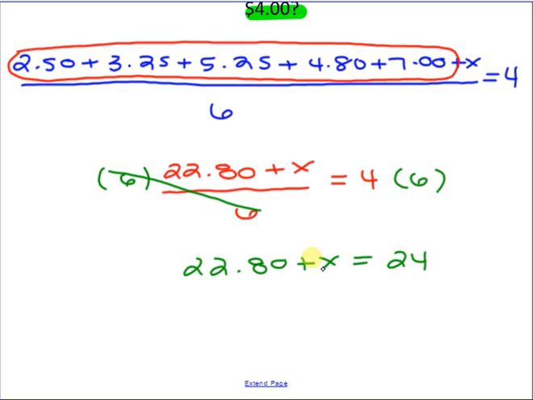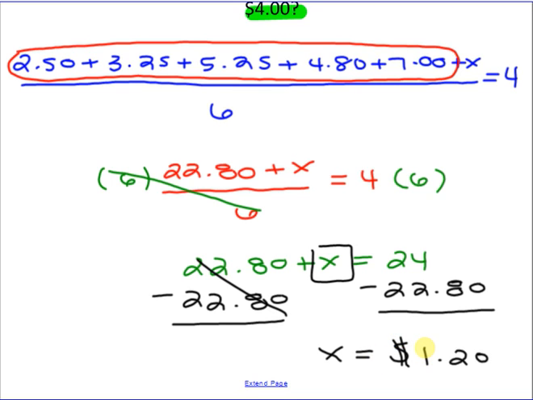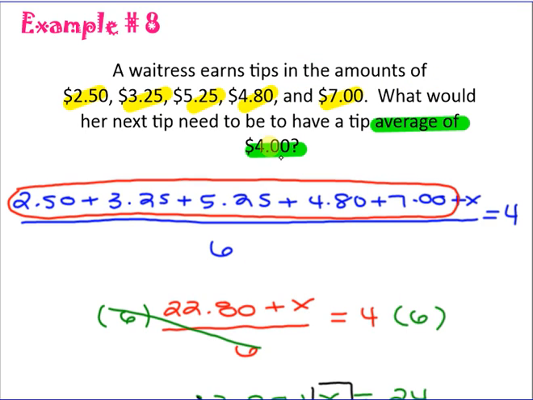And now I'm just going to solve for X. Box the variable, minus 22.80 minus 22.80. These cancel, and X equals, remember I'm talking about money here, $1.20. So her last tip needs to be $1.20 in order to be an average of $4.